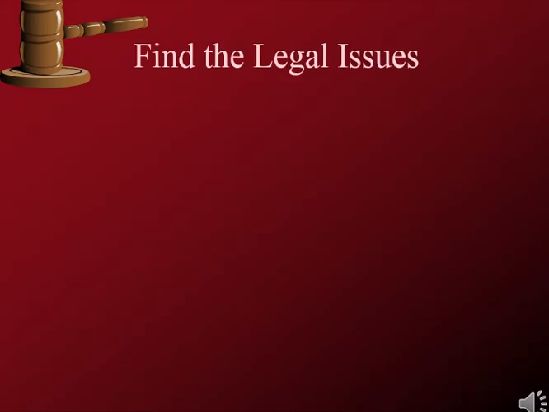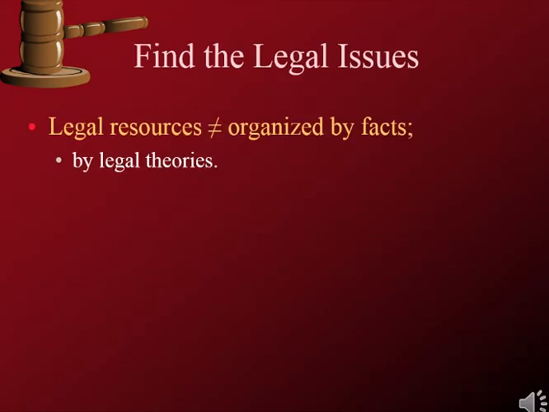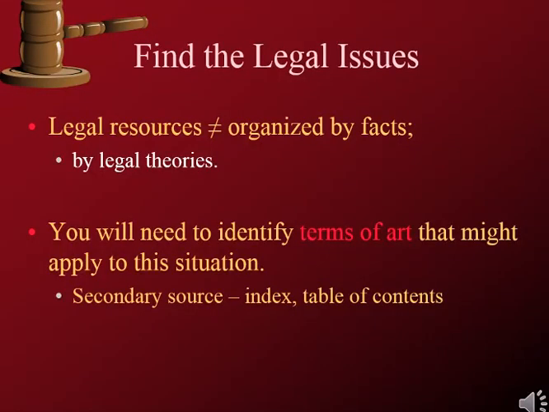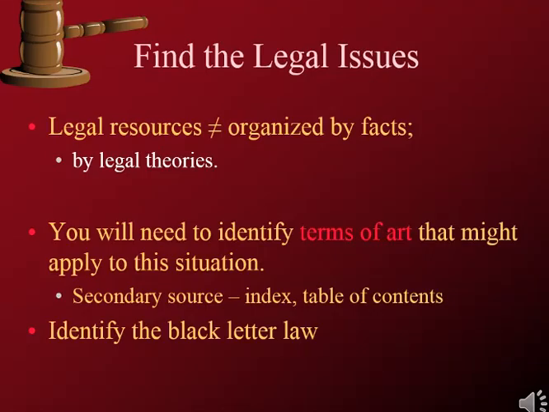You then have to figure out what the legal issues will be. Keep in mind, most legal resources are not organized by particular fact patterns, but by legal theories. Too often, students will get this great fact pattern from me and they'll try to match the fact pattern to case law. That's not going to work. You need to think more broadly. Think about the legal theories involved as opposed to a specific fact pattern. You need to identify terms of art that may apply to this situation. Keep in mind, a good place to start, once again, would be a secondary source. You also need to identify the black letter law.